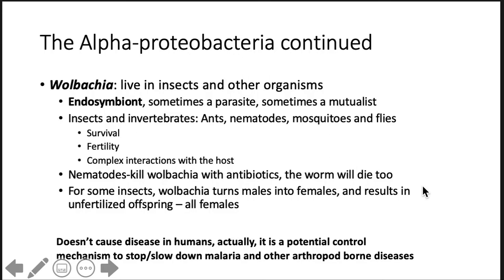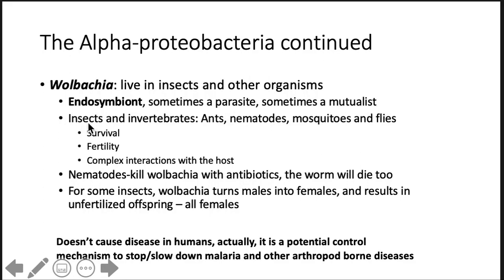So another organism in the Alphaproteobacteria group is not actually a human pathogen, but is such a widespread pathogen of insects and other organisms that it is really important to mention. It's also really bizarre and interesting. It can cause a lot of different outcomes in different organisms. This can range from, for example, an endosymbiont, sometimes a parasite, and sometimes a mutualistic relationship.